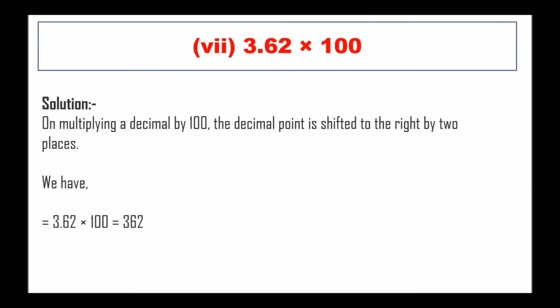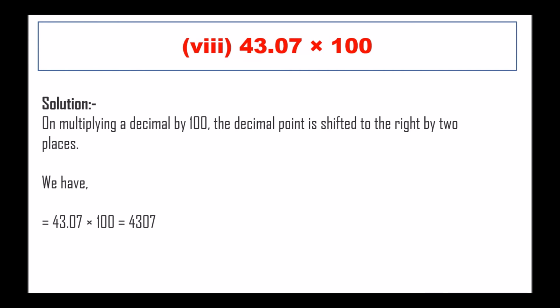3.62 into 100. On multiplying a decimal by 100, it will shift to the right by two places. So the decimal point will be removed, so it will become 362. 43.07 into 100. So the decimal will shift to the right by two places, so it will become 4307.